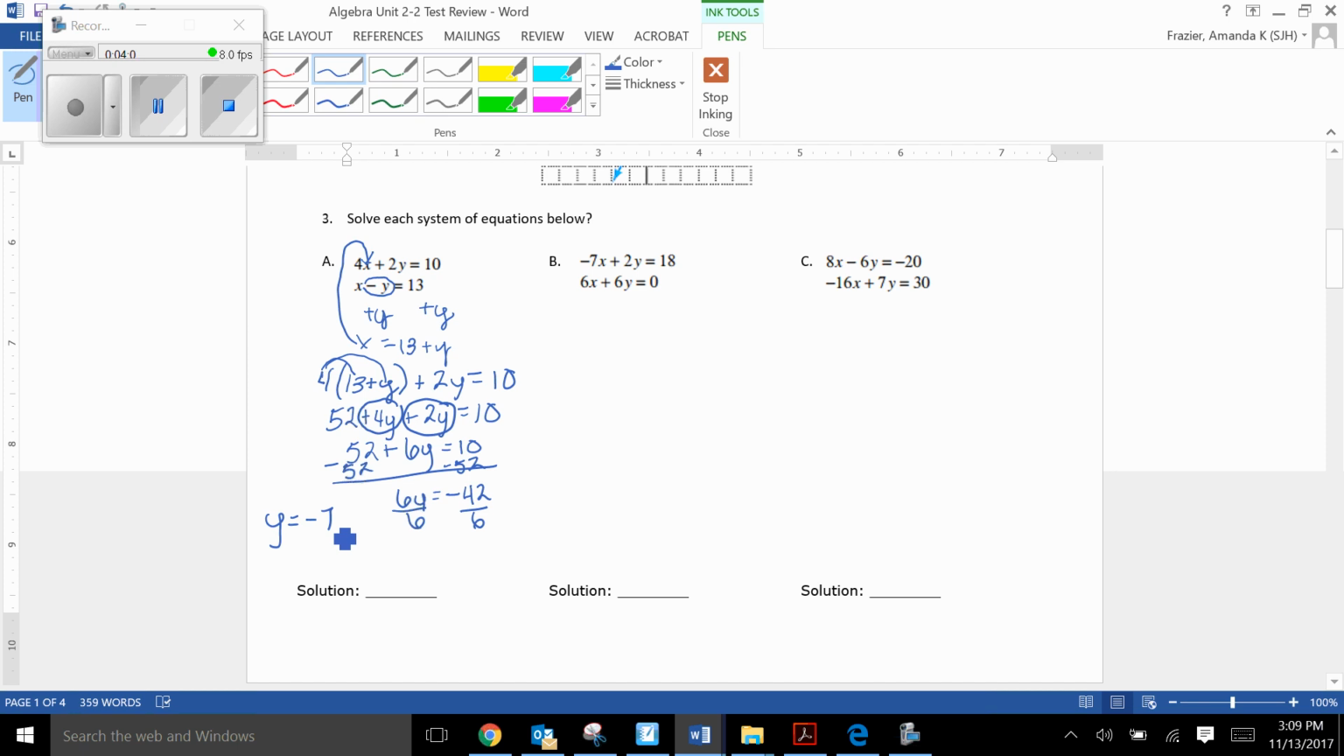Now that I know y, I'm going to go back. And I'm going to actually use this right here, even though I could use either one of these. Okay, but since I went ahead and solved for x here, it's easiest for me to plug into this space. So I'm going to take x equals 13 plus negative 7, because I know y equals negative 7. 13 plus negative 7 is 6, so x equals 6. So my solution is negative 7 and 6.